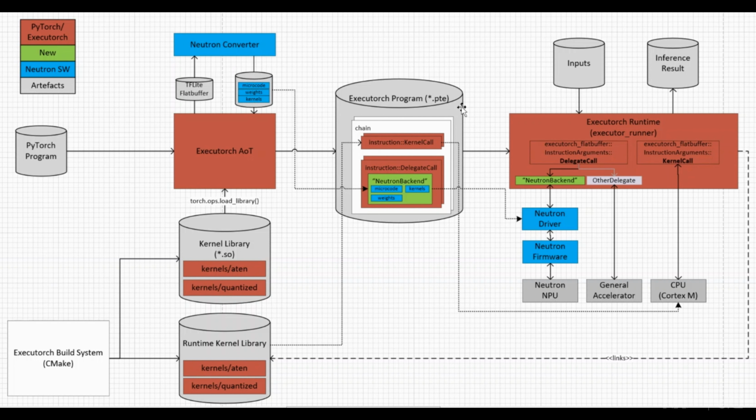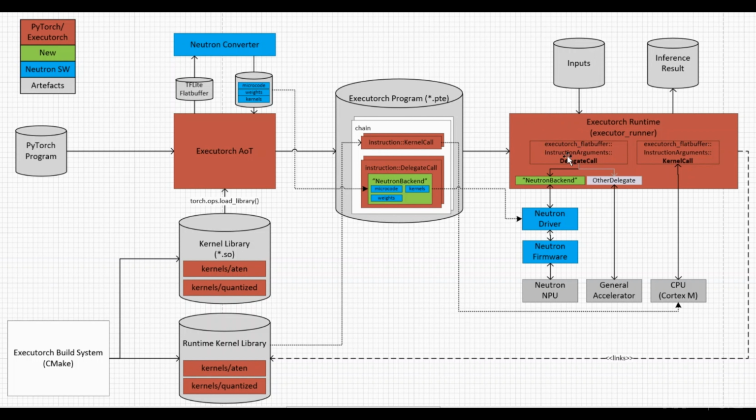This is then stored to the PTE as a special ExecuTorch operator, or better said, a delegate call instruction, with the Neutron backend ID. This ID helps the runtime to associate the individual delegate calls with the particular backend registered in the ExecuTorch runtime. Now what's happening in the ExecuTorch runtime?